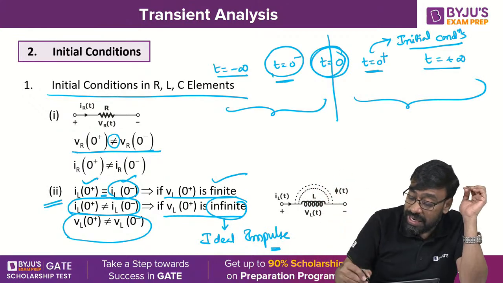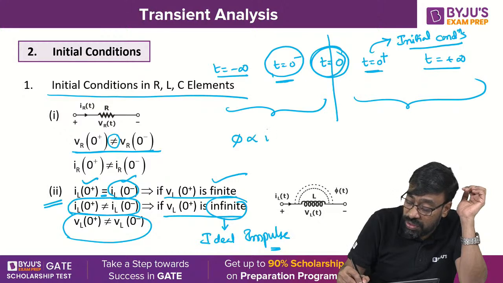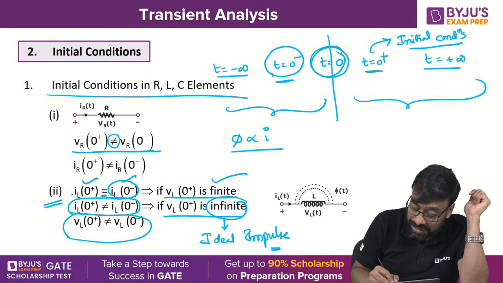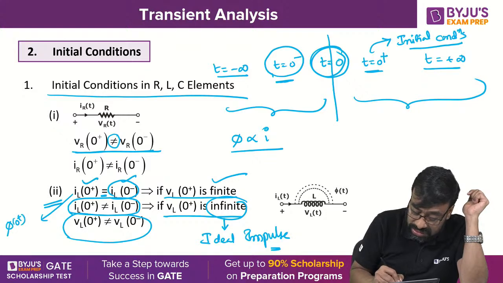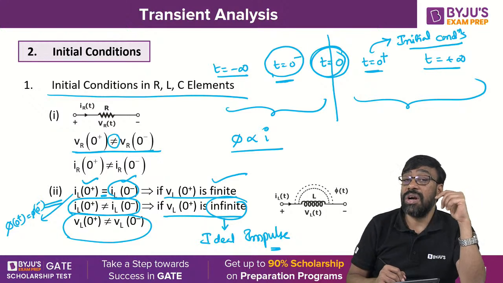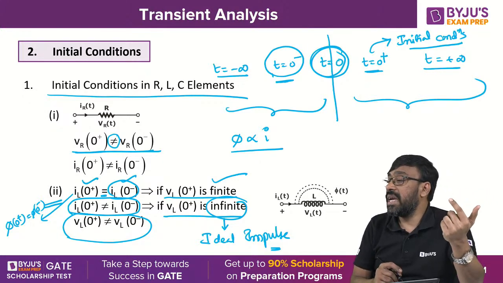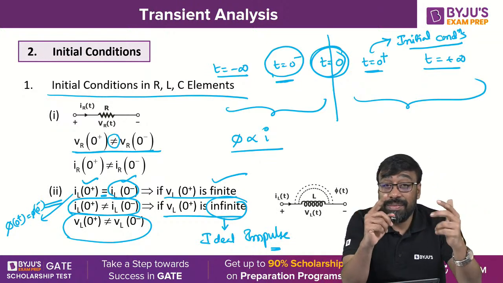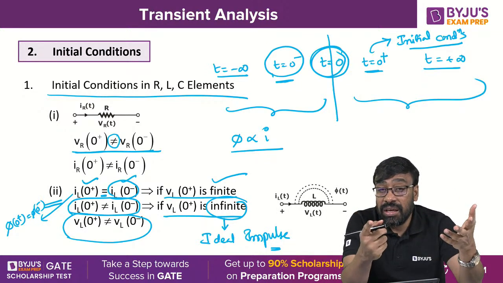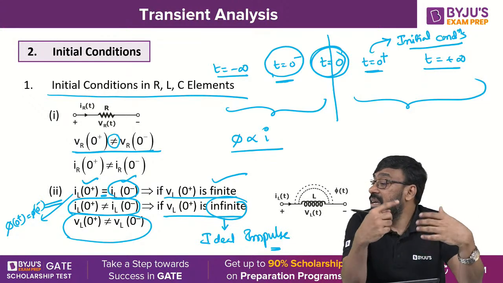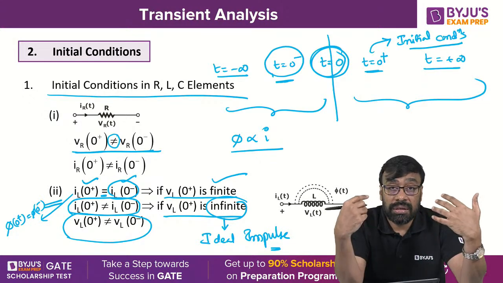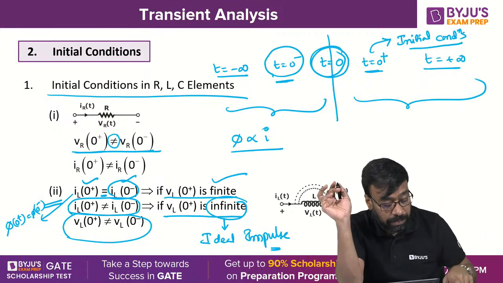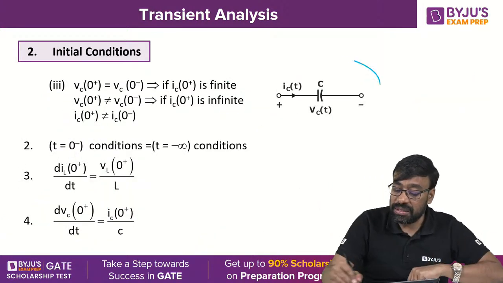Current and flux: flux is directly proportional to current, so I can apply the same statements. Flux may not change instantaneously provided the voltage across the inductor is finite. Flux may change instantaneously if the voltage across the inductor is infinite, or an ideal impulse. Clear? Coming to the capacitor now.